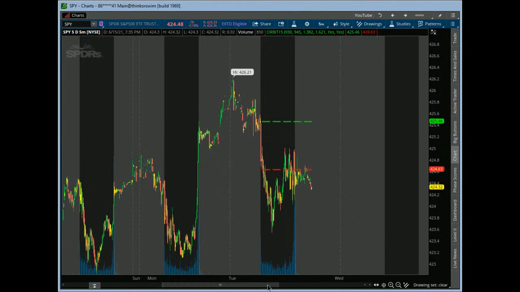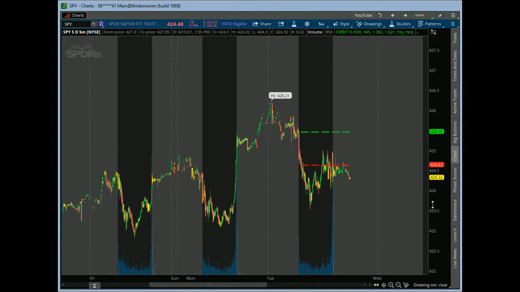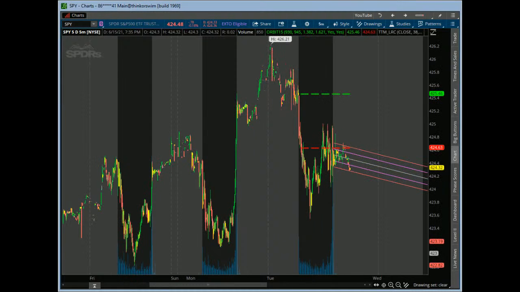Okay, so once we get something defined on it, we don't have to keep the linear regression channel on. There is an indicator in here called TTM LRC, I believe. It's one of John Carter's tools. If you just type in TTM, you can find it. That's a TTM linear regression channel. This one automatically moves with your price action.